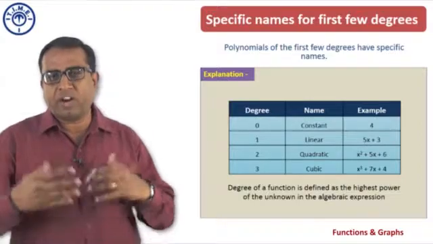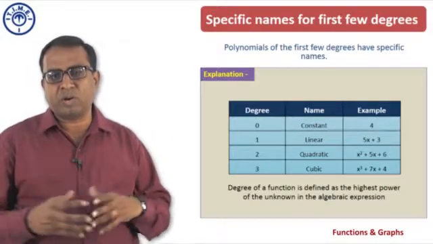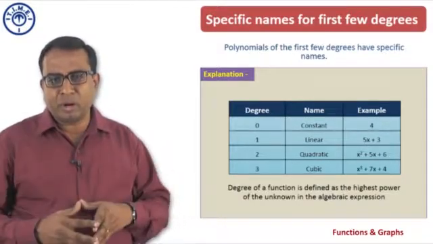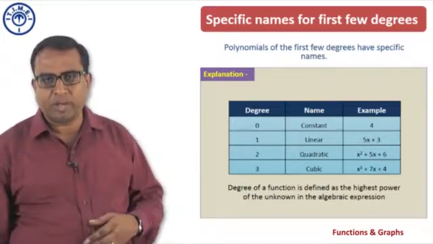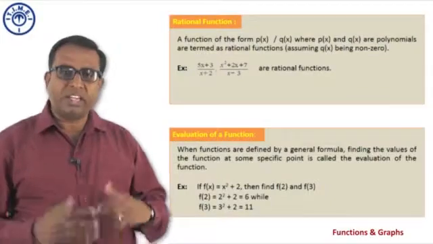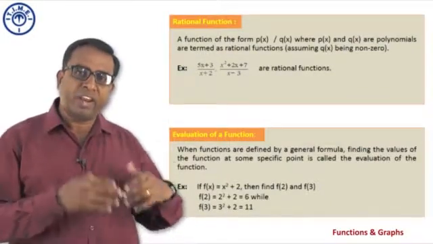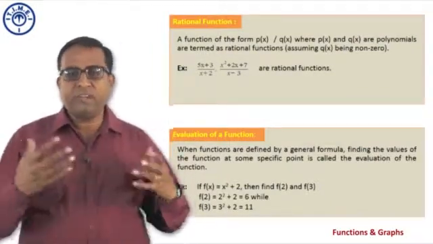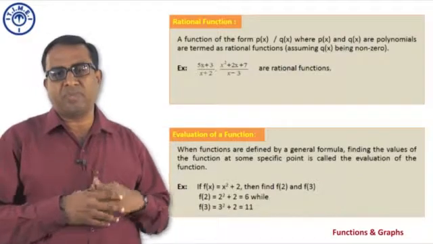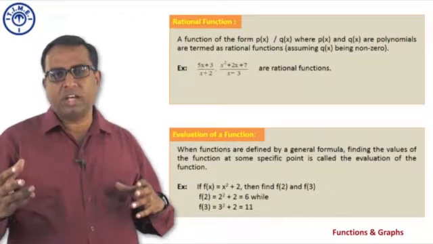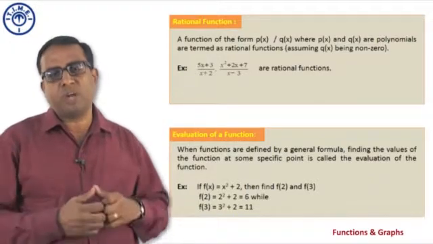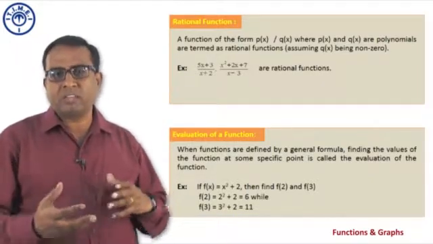We can also go for higher degree polynomials. In general we can talk of nth degree polynomials, but we will confine ourselves up to maybe third degree. Then the other type of function that we come across is a rational function. Typically we all know that a rational number is of the form p by q, where p and q are integers. The role played by integers in a rational number is now played by a polynomial in the case of a rational function.